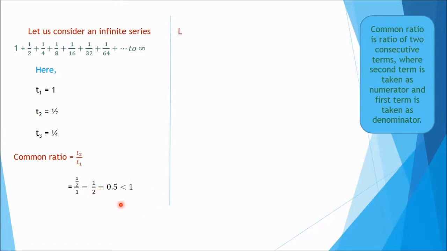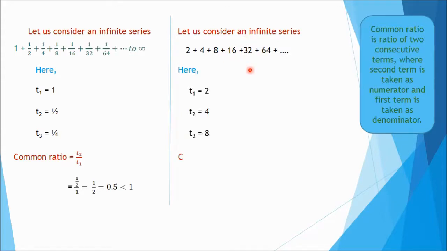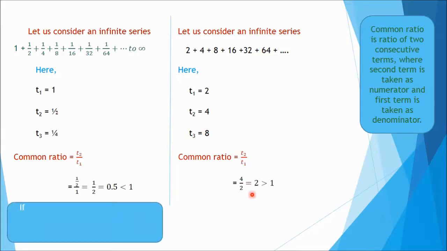So if it is less than 1, then what will happen? And if it is greater than 1, then what will happen? We will see it last. Let us consider another infinite series also. You can see the infinite series 2 plus 4 plus 8. Here the first term is 2, the second term is 4, and the third term is 8. Now let's find the common ratio as before, t2 by t1, which is 4 by 2, equal to 2, and it's greater than 1. Now what will happen if it is less than 1, and what if it is greater than 1? Let's see.